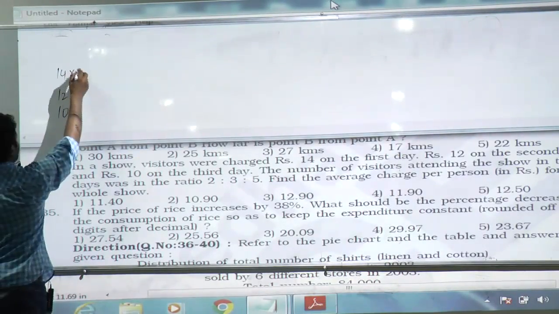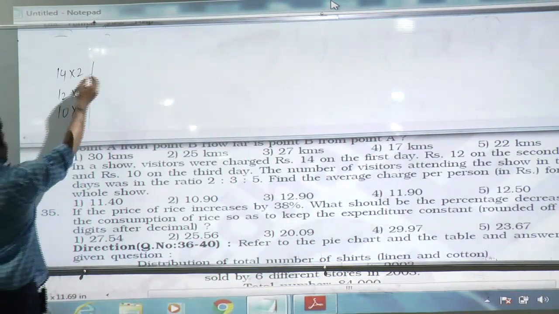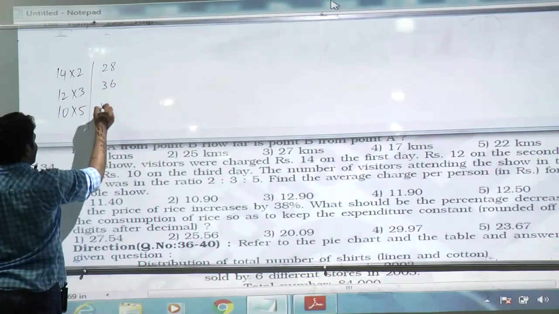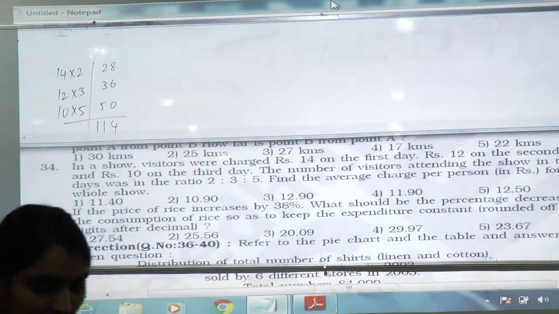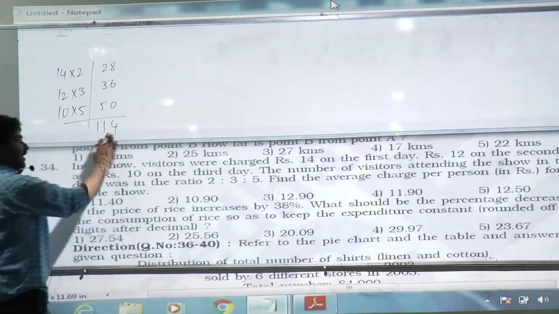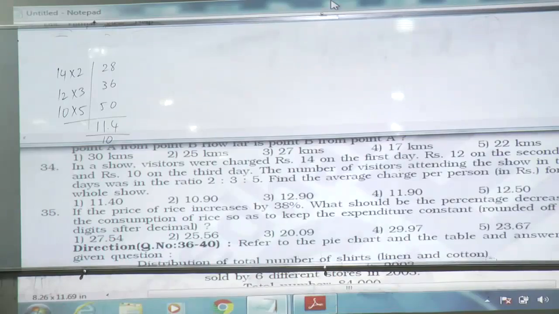First day there are 2 members, second day 3 members, third day 5 members. Total amount collected is 28 here, 36 here, 50 here. What is the total amount collected? 114. From how many members? 10 members. Average, right? So divided by 10. Answer 11.4. Next.